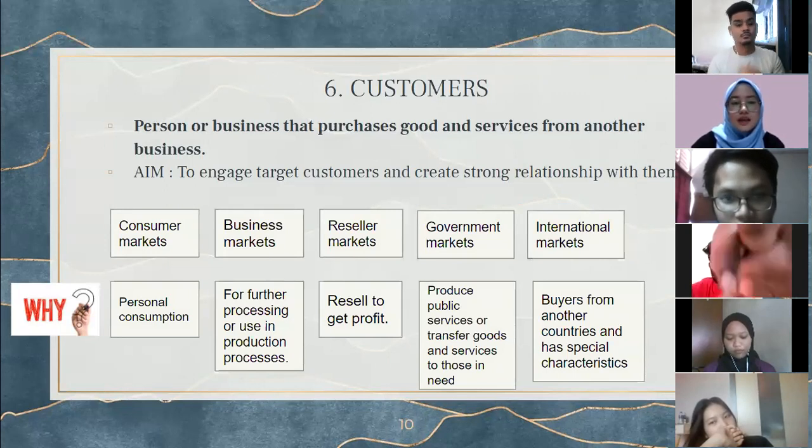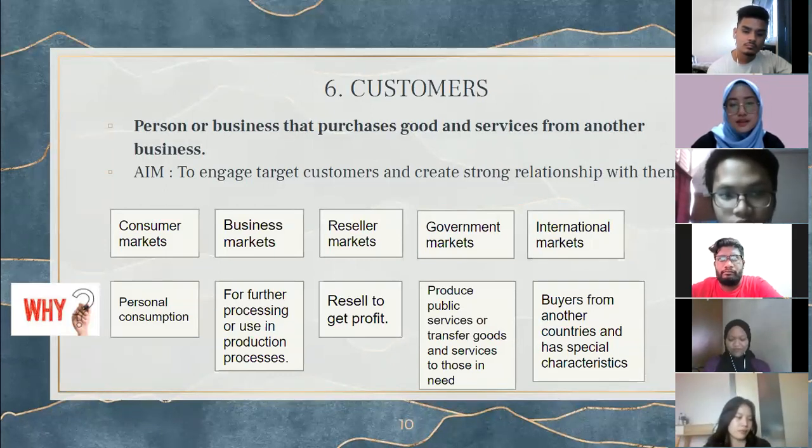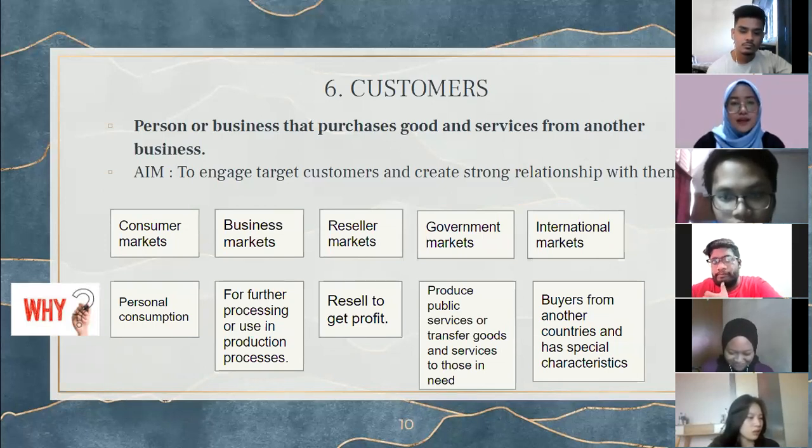Companies aim to engage target customers and create a strong relationship with them. So there are five customer markets, which are consumer markets, business markets, reseller markets, government markets, and international markets. And why do they buy goods and services from a company or business?